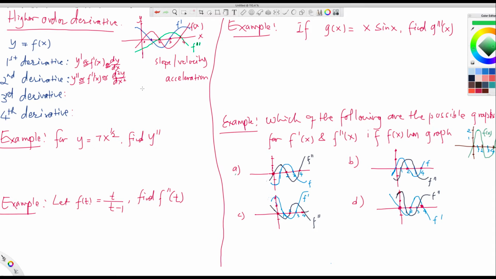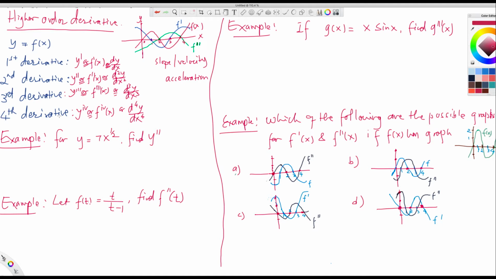How about the third derivative? What is the notation for the third derivative? You can denote it by y triple prime, or f triple prime of x, or d3y over dx3. We don't use the graph of the third derivative or of derivatives higher than the second. The fourth derivative is denoted by y iv, or f iv of x, or d4y over dx4. That is the notation for the fourth derivative.